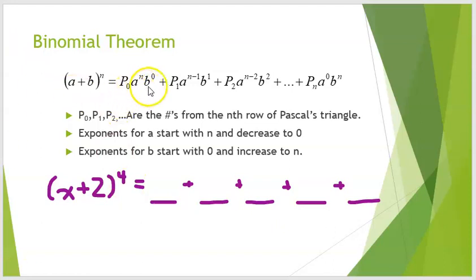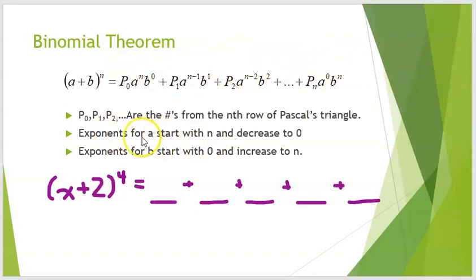So each term has three parts. There's a p, an a, and a b. The p part we're going to look at on the next slide. This is going to be a series of numbers we will learn to generate using something called Pascal's triangle. So that will come up on the next slide, but you can see that each term has one of those p numbers attached to it.